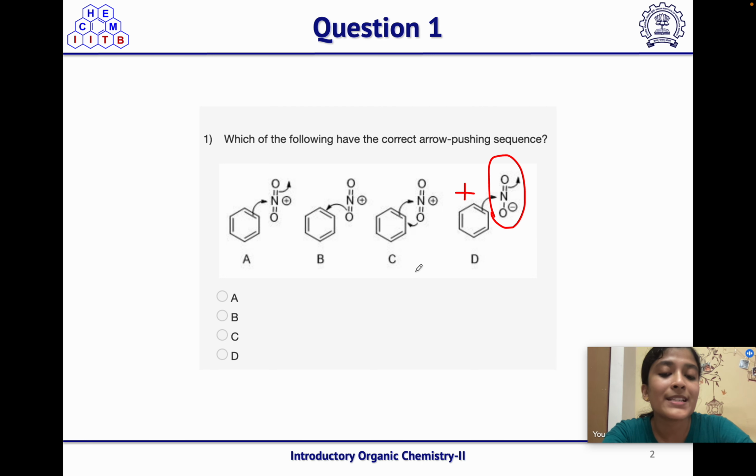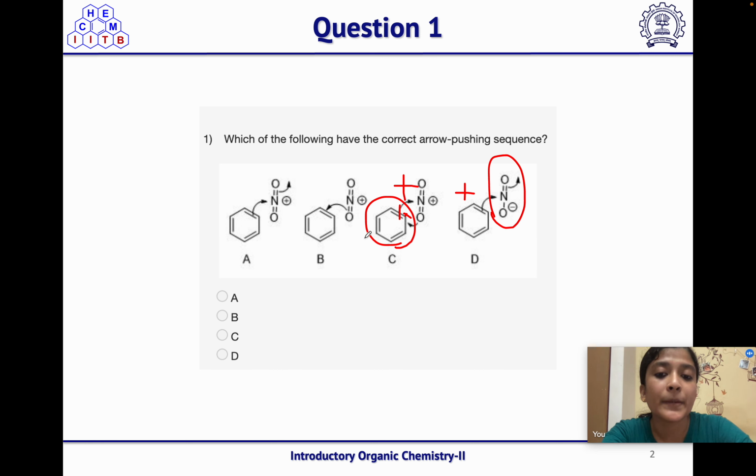Coming towards option C, here they have given that the electron-rich aromatic benzene system will attack on this positively charged nitrogen atom, and the electron density that will be pushed towards this oxygen atom will come and attack on the carbocation that will be generated here. So it will result in a 4-membered species. So this option is also not right for nitration.